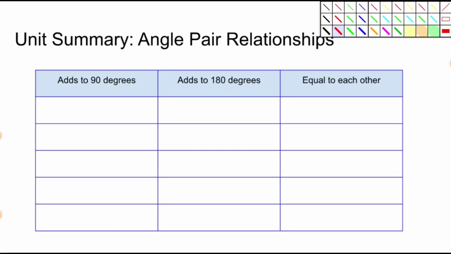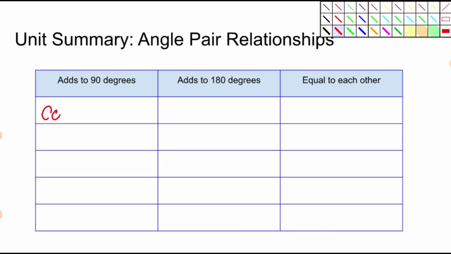I said we were almost done, but we're almost done now. So unit summary. What were we supposed to learn in this chapter? We're learning all about angle pairs. We're looking at pairs of angles, and we had some relationships, and they really broke down into three categories. We had things that add up to 90 degrees. We had pairs that added up to 180 degrees. We had pairs that were equal to each other. And let's go ahead and write those down. This is basically a nice little graphic organizer, a nice little summary for you of what you're supposed to know in this chapter. So name some things that add up to 90 degrees.